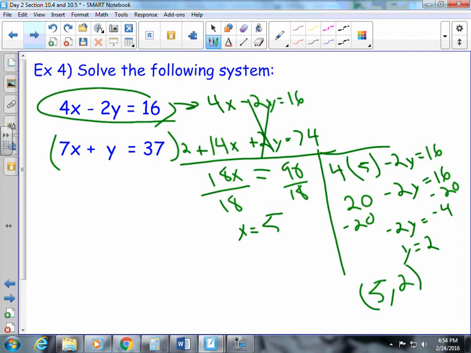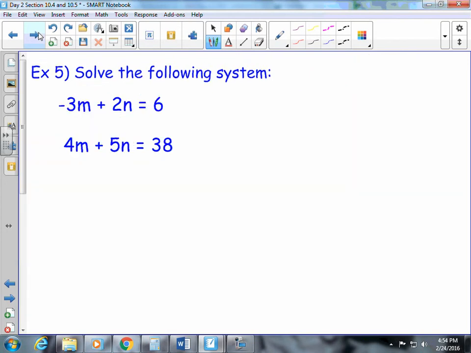That's where those two lines intersect, right? So in this example, we learned you can't just multiply by negative 1, but we can by a number. So sometimes you might have to multiply by a number to get something to cancel off. All right. Now, example number 5.